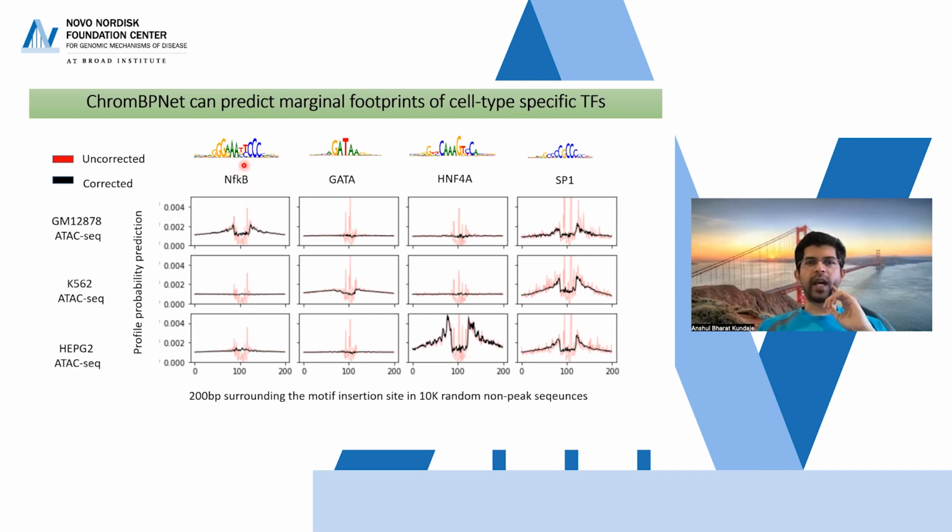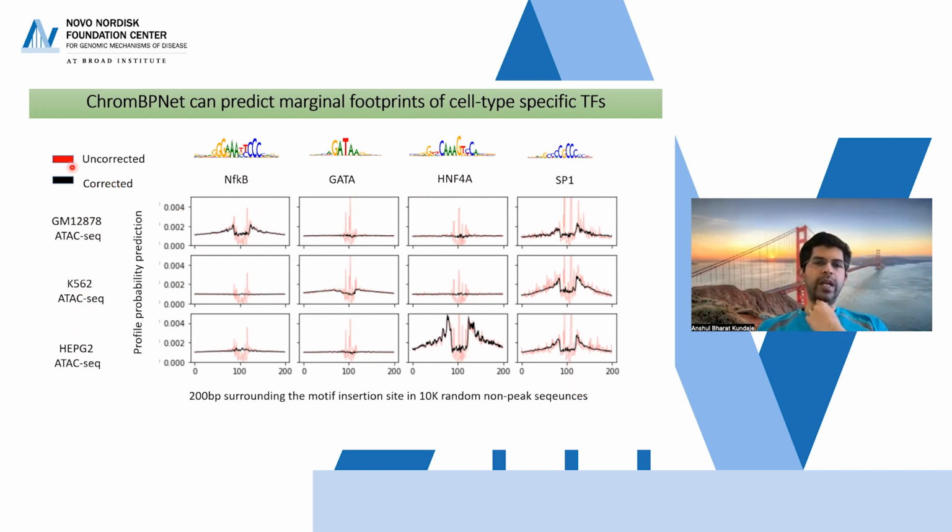So we're going to take NF kappa B, GATA, HNF4A, SP1, and we're going to insert them inside random sequences. We're going to take 3 different models from 3 different cell types. GM12878 should be sensitive to NF kappa B only, whereas K562 and HepG2 should not be because NF kappa B is not expressed in those cell types. GATA should only show a footprint in K562. HNF4A should only show a footprint in HepG2. SP1 is expressed in all 3 cell types, and so it's a nice control. It should show footprints in all 3 cell types.